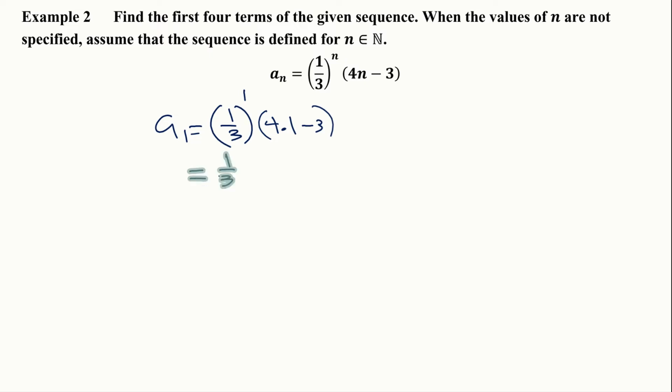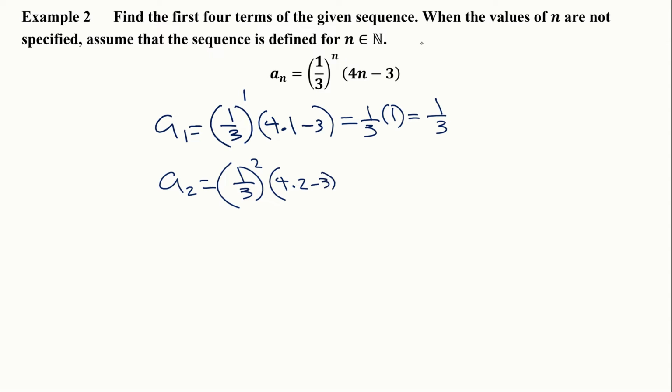So we get 1/3 times (4 minus 3), which is 1. So we just get 1/3, right? For a2, we're going to have (1/3) squared times (4 times 2 minus 3). So we get 1/9 times (8 minus 3), which is 5. So we end up with 5/9.